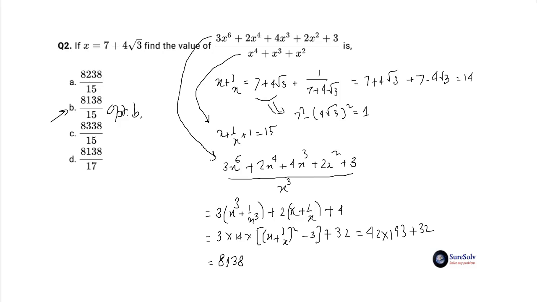The key concepts and techniques used are first pattern discovery for getting rid of the surd in x plus 1 by x, and second pattern discovery of conversion of denominator and numerator in terms of x plus 1 by x by dividing them with x cube. The last calculation step couldn't be avoided and it delayed the solution by a bit. Let's solve now the third problem.